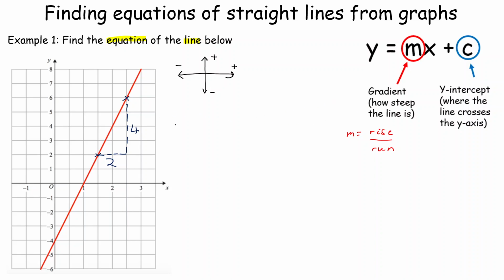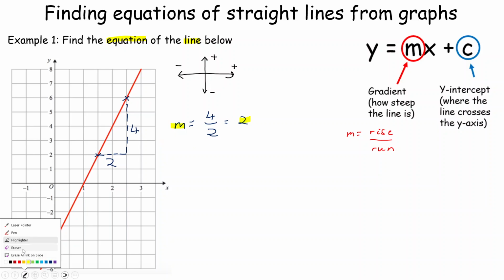So gradient m is equal to the rise. Well, the rise here is how far up or down it is, which is 4, over the run. The run is equal to 2, so 4 divided by 2, which is equal to 2. So the gradient of my line, the m part, is equal to 2, which we'll put into our equation later. So m is equal to 2. That is good. Let's just highlight that so we know it for later: m is equal to 2.